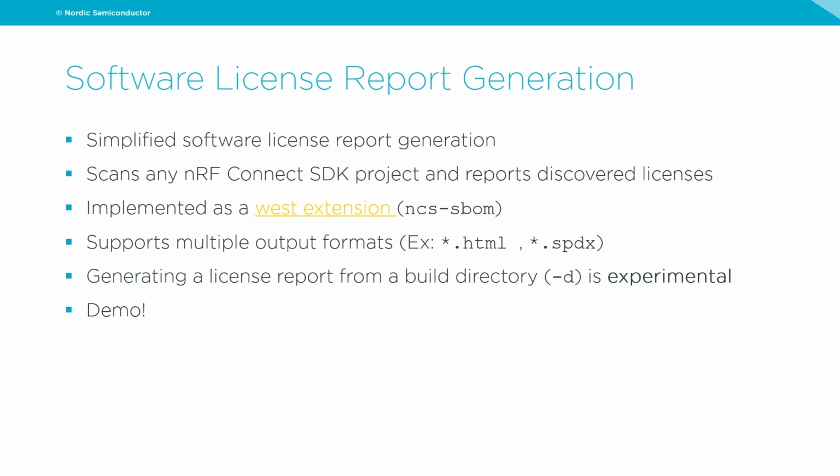The way you used to find out the license information was by going to the directory of these components and inspecting the license file or the SPDX tags in the source code. This task could be a bit time consuming, specifically if you have an application that uses many components from the SDK. That's why we have now introduced the NCS-SBOM West extension. This extension can really help you with generating the license report.